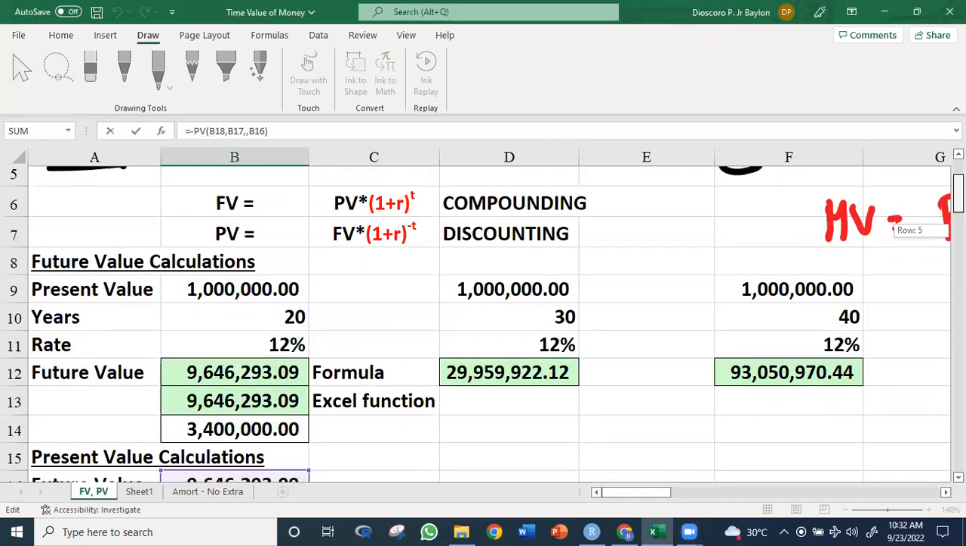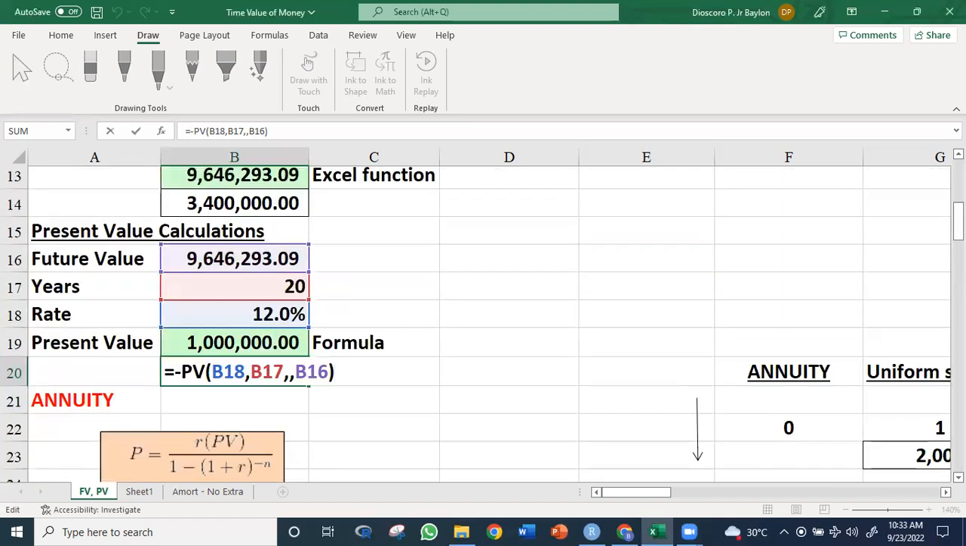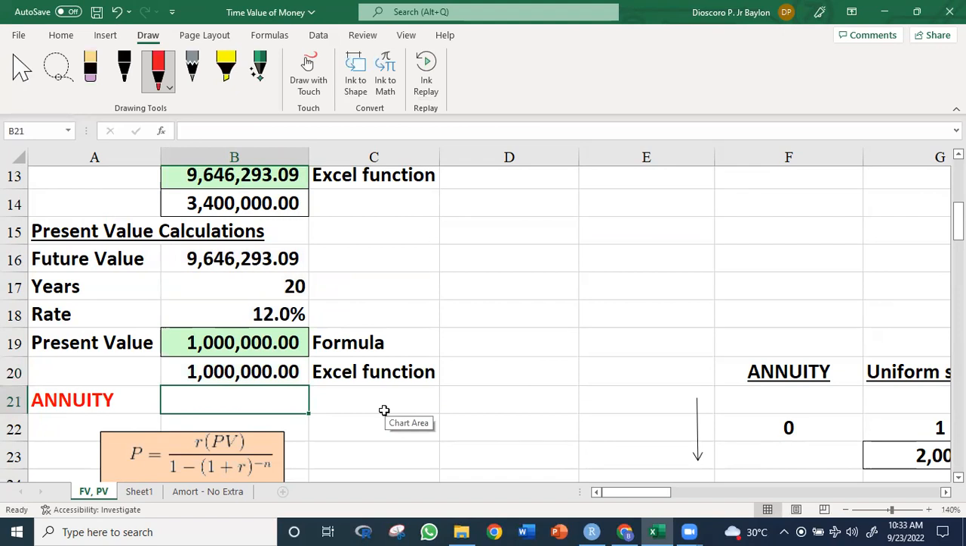So no problem with getting the future value or the present value in Excel. They're very easy, very straightforward. In fact, for the PV and the FV function, you just have to know what the terms are. For example, the rate, you know that. The NPER is number of periods. The PMT, that's the annuity, and that's what we're going to discuss today.